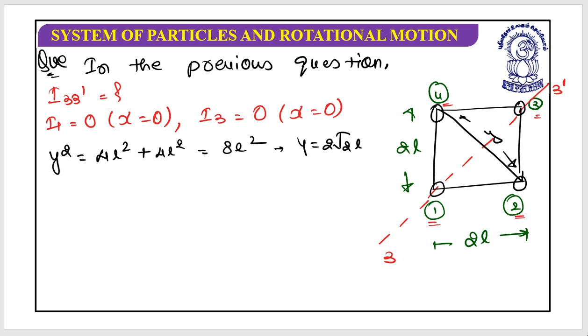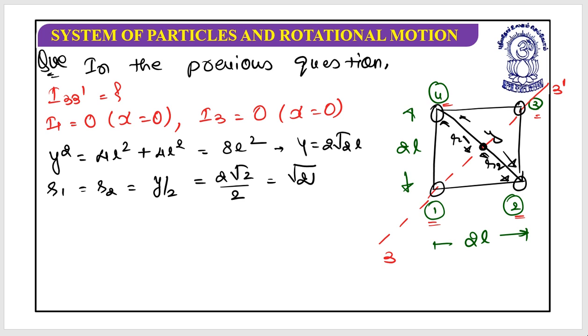But you are going to rotate it from here. So this is what we can say is R1. It is half of y, or if I say this is R2, again this is half of y. So R1 or R2 is equal to y by 2, which could be written as 2 root 2 L divided by 2, which is root 2 L. Got this? Great.